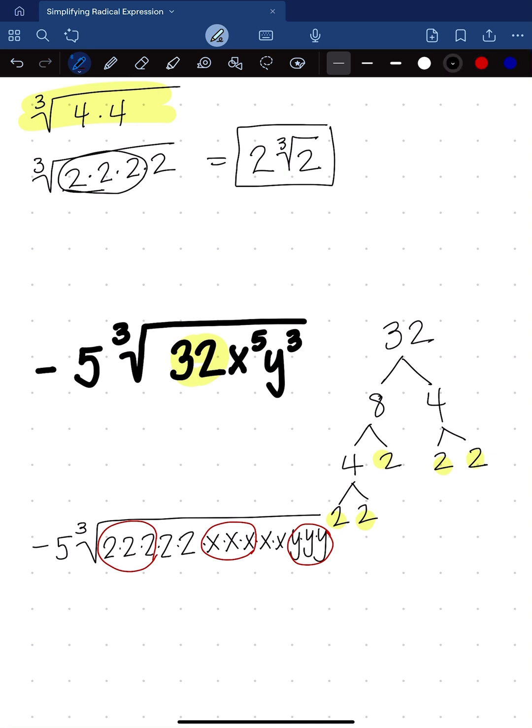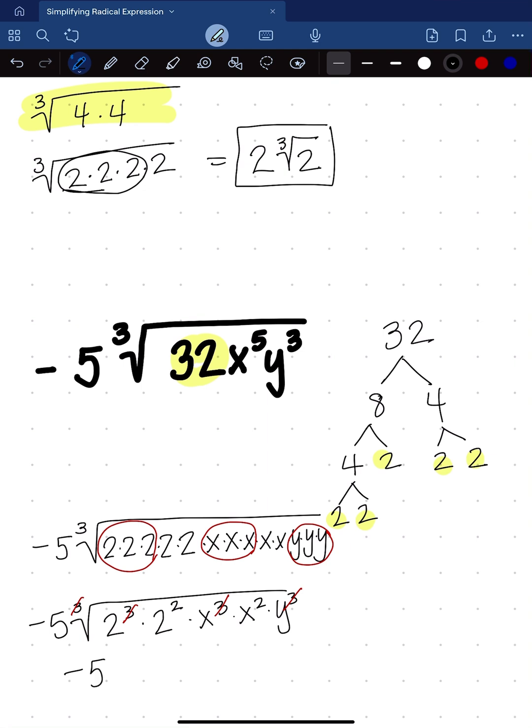Another way I could have written this out is -5 cube root of 2 to the third and 2 squared, because there's 2 twos left over, x to the third and then x squared, and I could have left y to the third. Because a cube root undoes cubing, this one cancels out, this one cancels out, and this one cancels out. For every group, one of those values comes out.